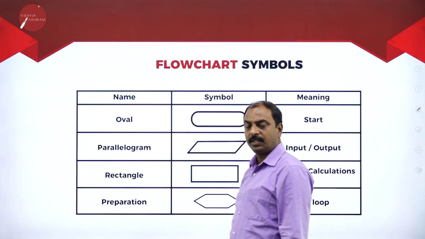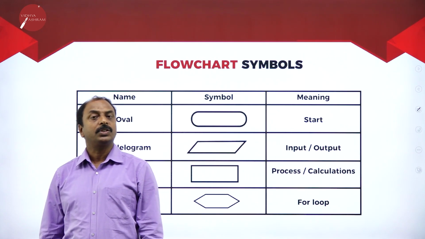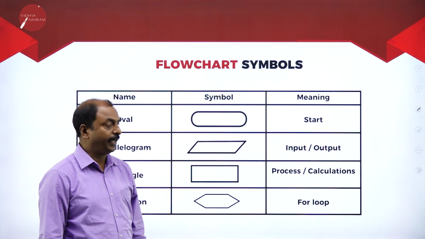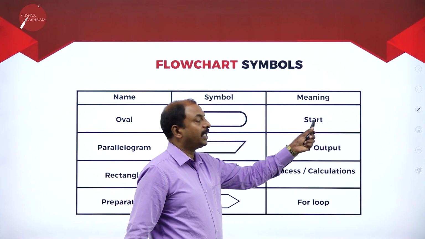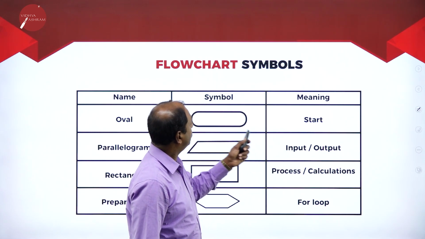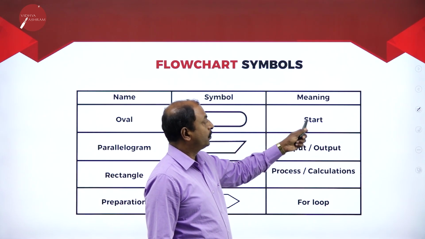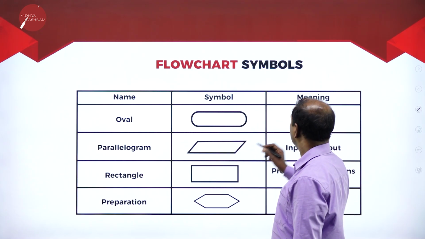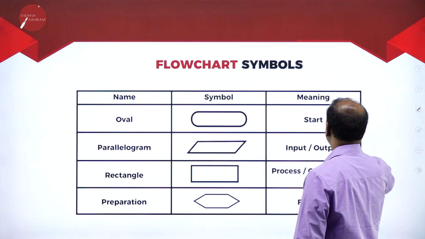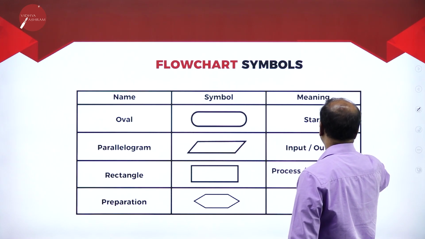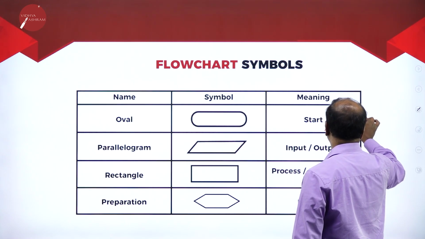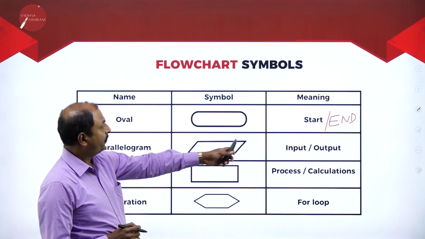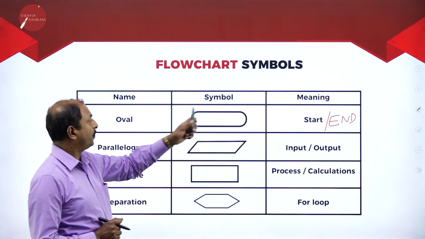As we have seen in algorithm, every algorithm and flowchart must start and has to end at a particular point. So to represent the beginning of a flowchart, we use this oval. Oval is a symbol that represents the beginning of a flowchart, and it is also used to represent the end of the flowchart. So beginning and end. This oval shape defines the start and end of a flowchart.